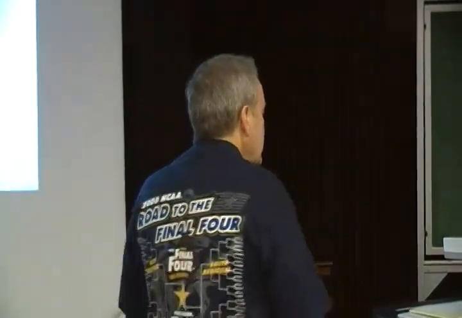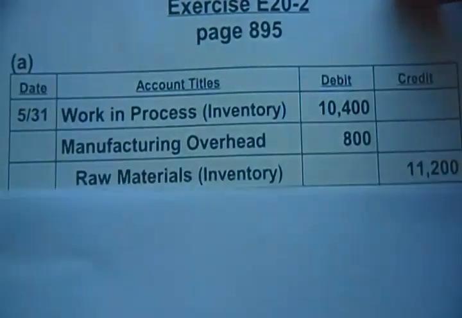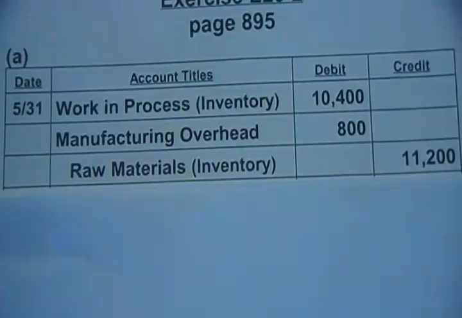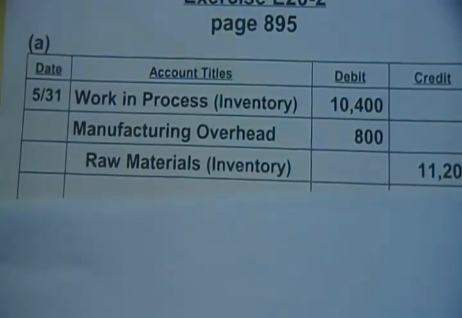Are you with me right this minute? Yes. Are you, class? Hands up. Now say that number, Whit. $800 is debited to manufacturing overhead, and $1,100, the total, is credited to raw materials. If you've got a question about this entry, you ought to ask me right now.